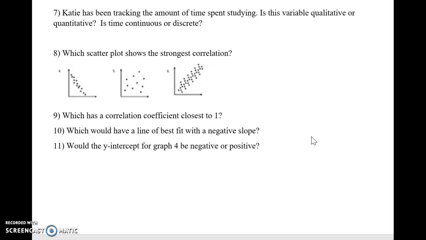And time is something numeric, so yes, it was a quantitative study. Is time continuous or discrete? Well, there are no gaps in time. It's got to be continuous. Discrete is when you have counting numbers like 1, 2, 3, 4, usually whole integers.